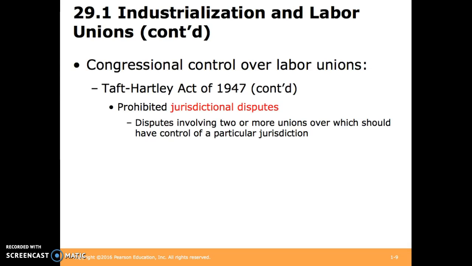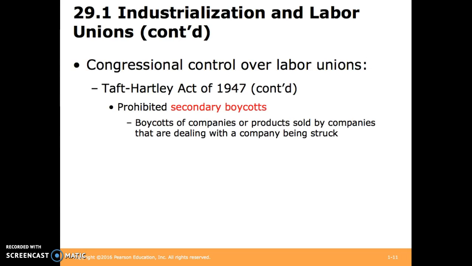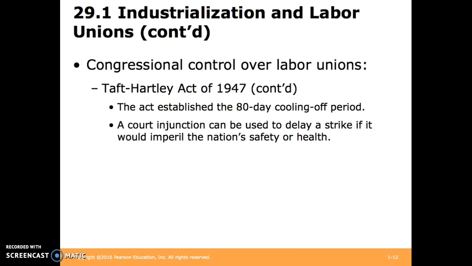It also prohibited jurisdictional disputes. These are disputes involving two or more unions over which should have control of a particular jurisdiction. Additionally, sympathy strikes, or strikes where a union is striking simply to support a separate union strike, were prohibited. Also, secondary boycotts, where boycotts of a company that deals with a company being struck, are prohibited under the Taft-Hartley Act. Under the Act, we established the 80-day cooling-off period. Also, a court injunction can be used to delay a strike if it would imperil the nation's safety or health.